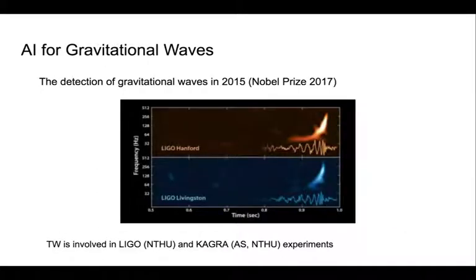On the next slide is the detection of gravitational waves in 2015, recognized by the Nobel Prize in 2017. This plot shows you the signals from the 2 observatories of LIGO in the United States. The discovery of gravitational waves opens a new era of multi-messenger astronomy. Recently, there has been a lot of discussion on how to apply AI to enhance the sensitivity of the detection of gravitational waves. And in Taiwan, we're involved in LIGO and another gravitational wave experiment called KAGRA.